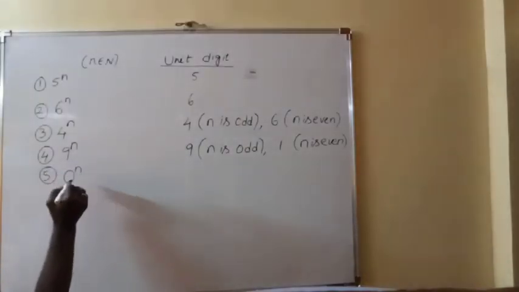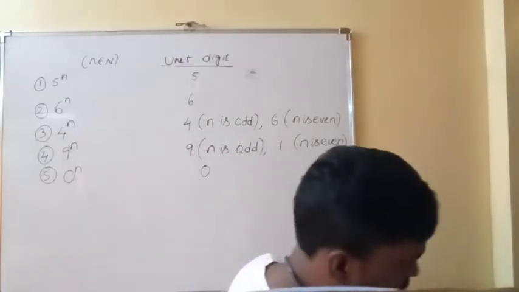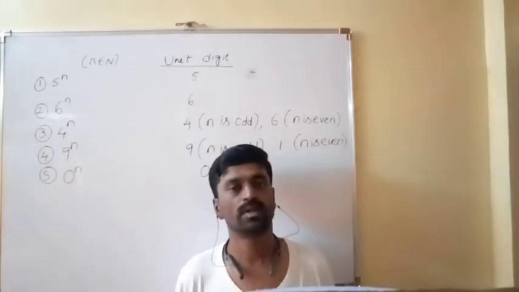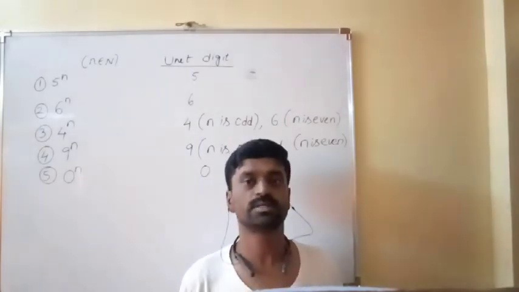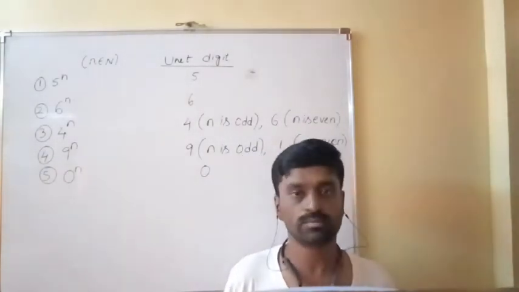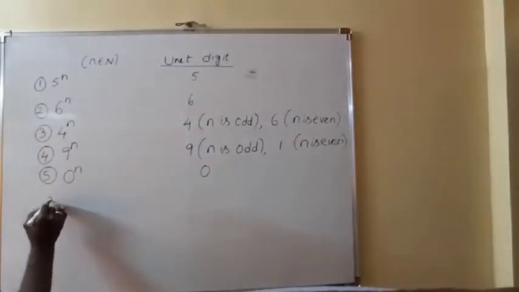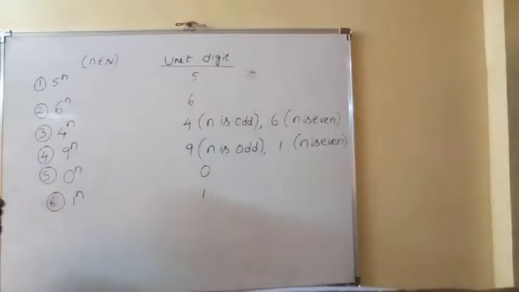And next you consider 0 power n. 0 only, no? So that means the unit digit in 0 power n is 0. Suppose you consider 10. What is the unit digit in 10 power 1? 0. What is the unit digit in 10 square? 0. 10 cube? 0, etc. Okay. Then what is the unit digit in 1 power n? 1. Correct?